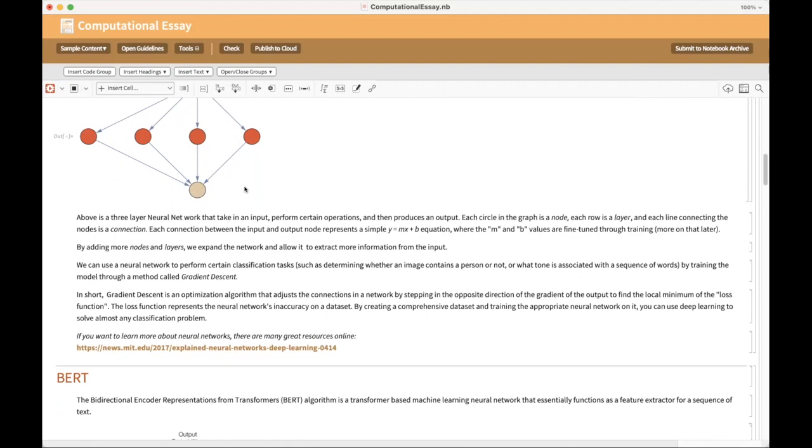And we do this by training the model through a method called gradient descent, which is an optimization algorithm that adjusts the connections in a network by stepping in the opposite direction of the gradient. And the goal behind this training method is to find the minimum of the loss function, where the loss function represents the neural network's inaccuracy on a data set. So this is where the importance of a data set is, because by creating a comprehensive data set and using this gradient descent algorithm, a training method, and tuning the hyperparameters, you can use a network to solve almost any classification problem.